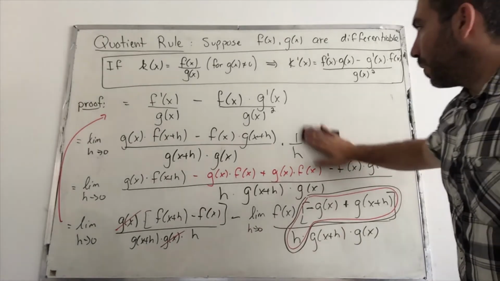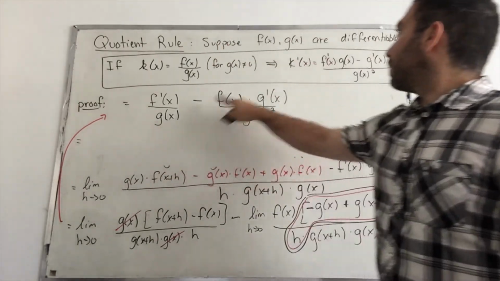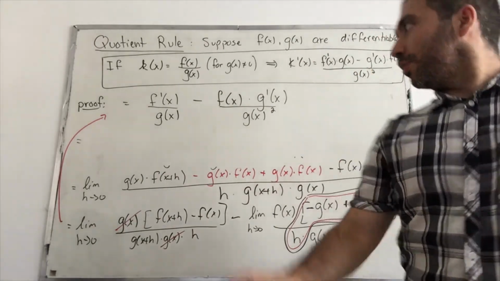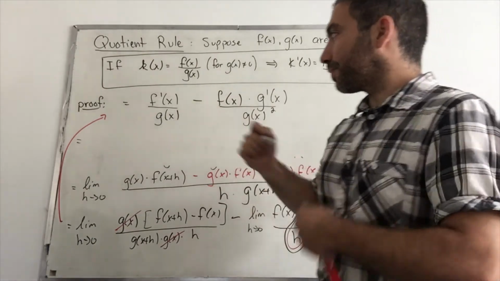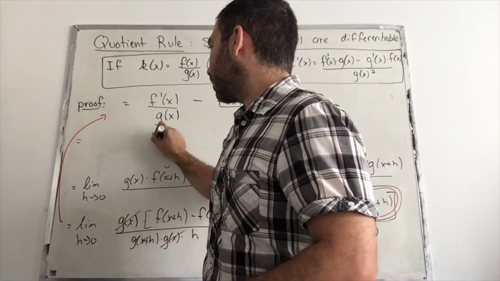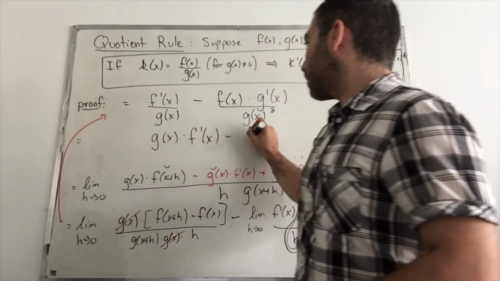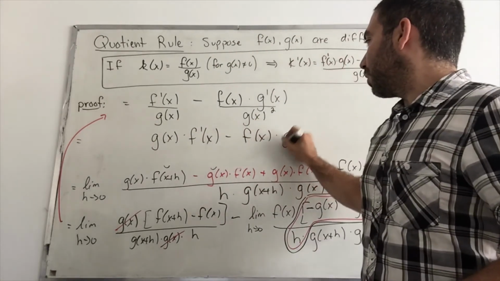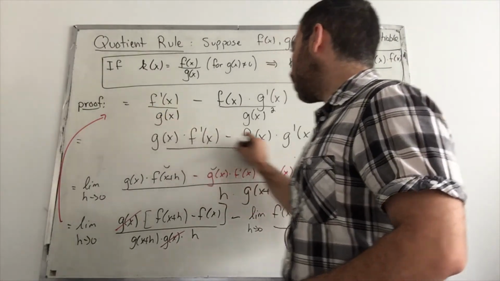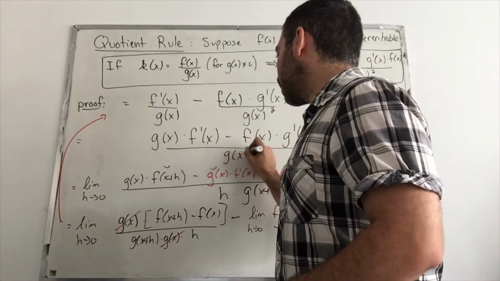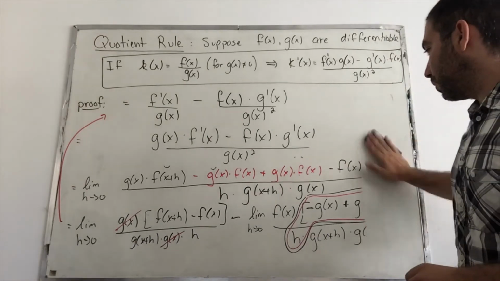We're almost there. So all we have to do now is we have a fraction with a subtraction in the middle. So we got the minus sign, that's good. We just have to find a common denominator. So here we have to multiply the top and the bottom by g of x. Multiplying the top and the bottom by g of x, we get g of x times f prime of x minus f of x times g prime of x. And since we multiplied the top and the bottom by g of x, we have the whole thing over g of x, all that squared. And we're done. This is what we wanted to show.